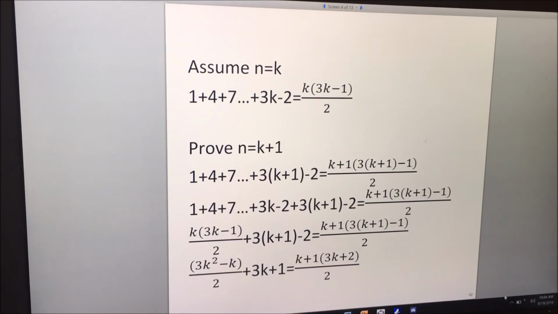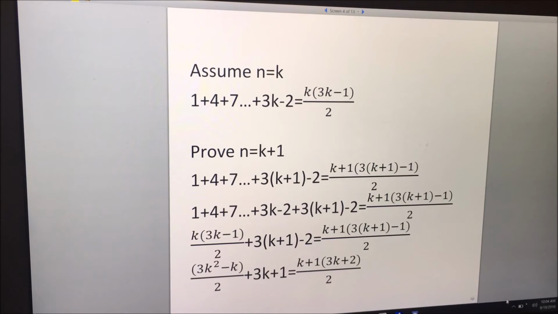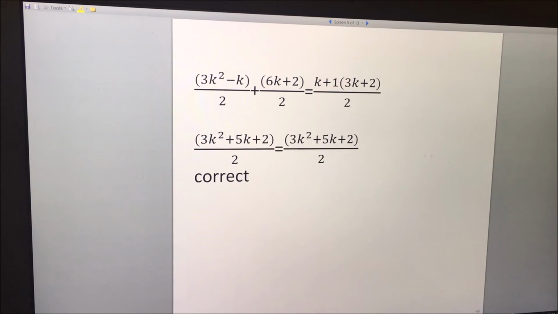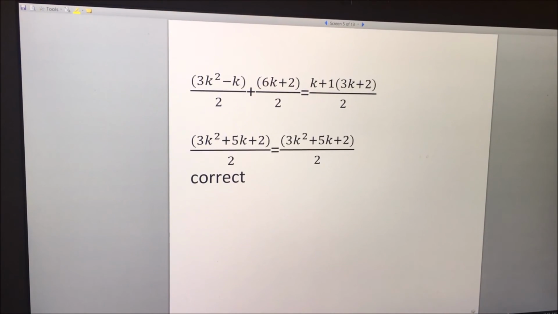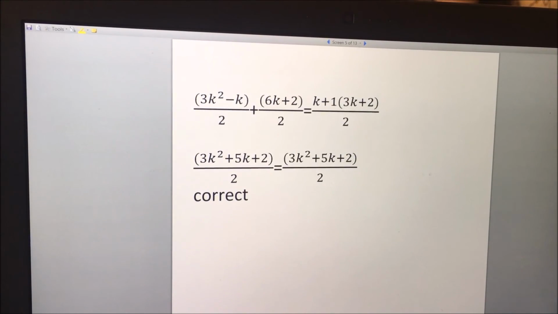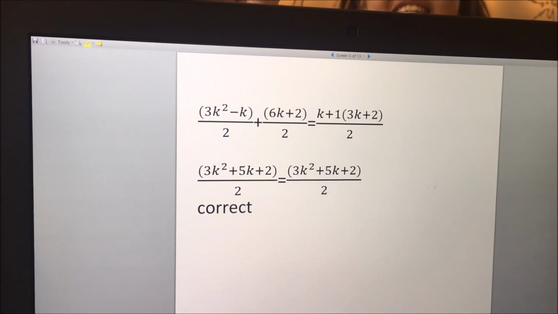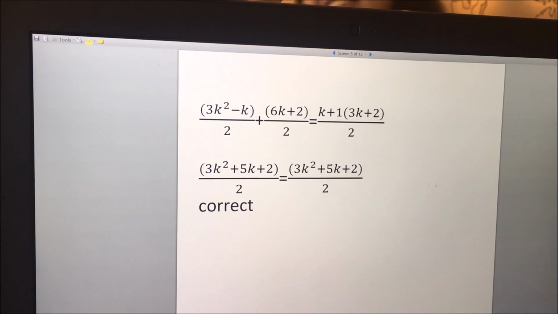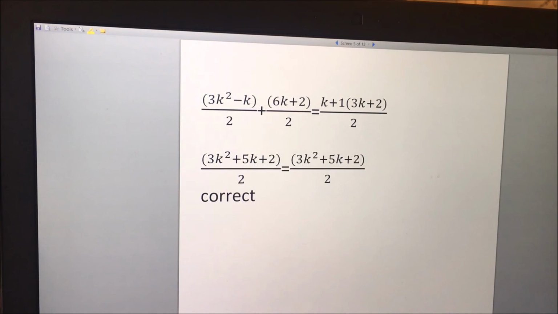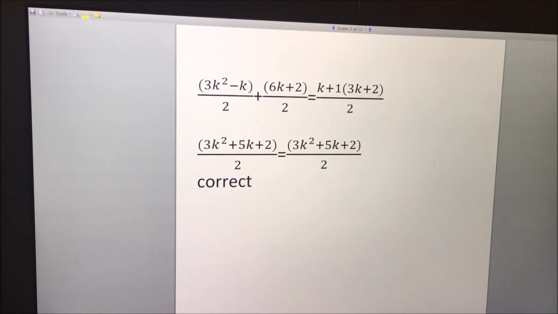It will then become (3k squared minus k) over 2 plus 3k plus 1 equals (k plus 1)(3k plus 2) over 2. It will become (3k squared minus k) over 2 plus (6k plus 2) over 2 equals (k plus 1)(3k plus 2) over 2, which we get the final answer of (3k squared plus 5k plus 2) over 2 equals (3k squared plus 5k plus 2) over 2, which is equal, which is correct.